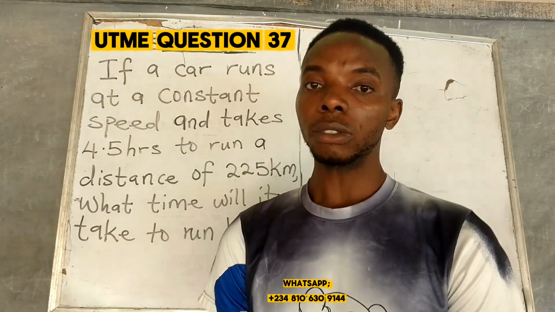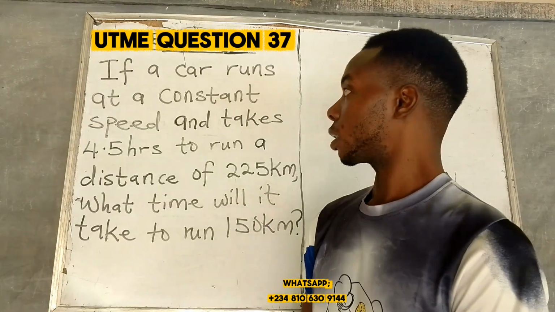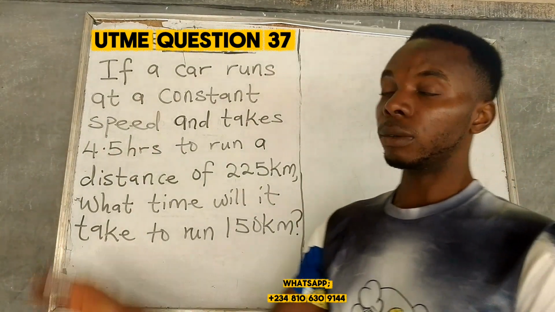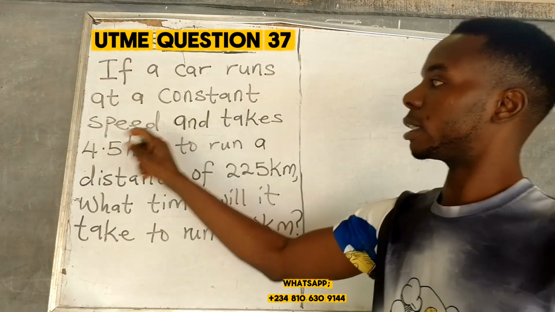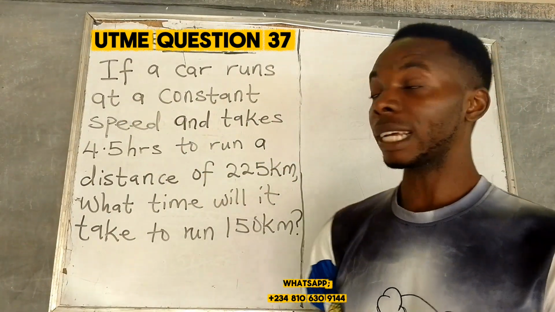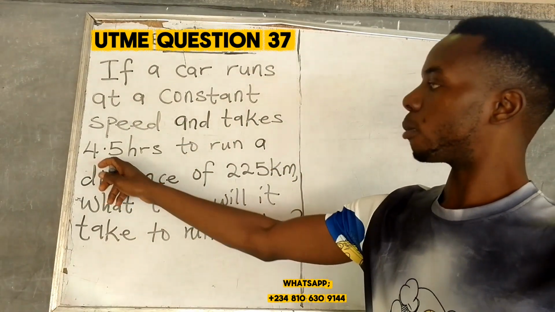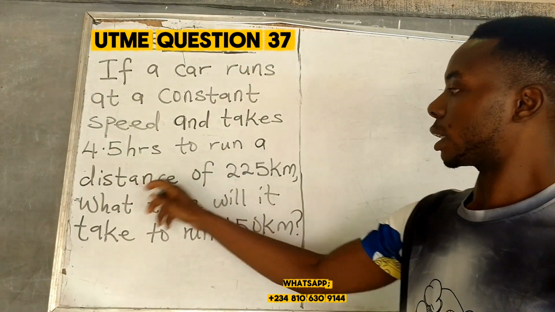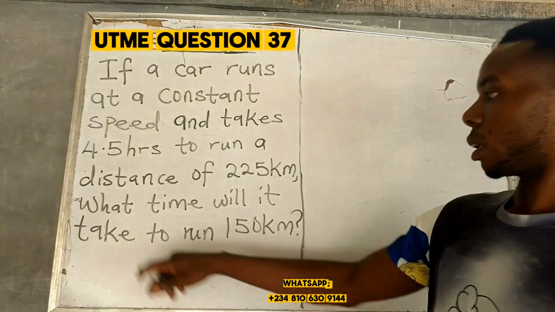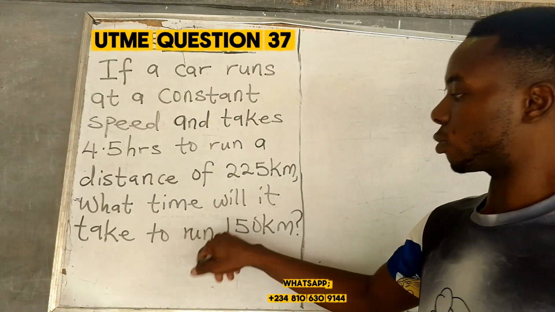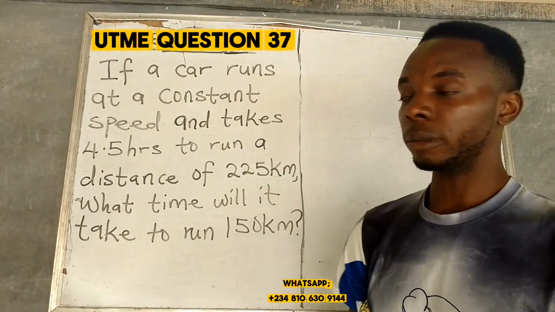This question has to do with variation, right? Now, the question states that a car runs at a constant speed and takes 4.5 hours to run a distance of 225 kilometers. What time will it take to run 150 kilometers?